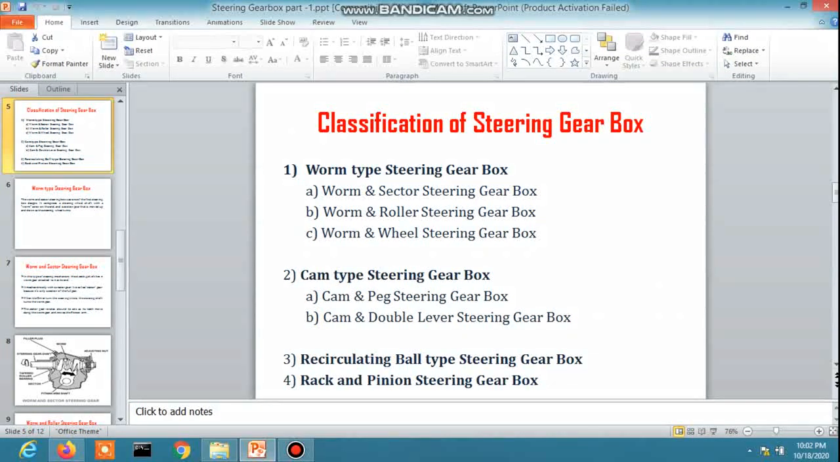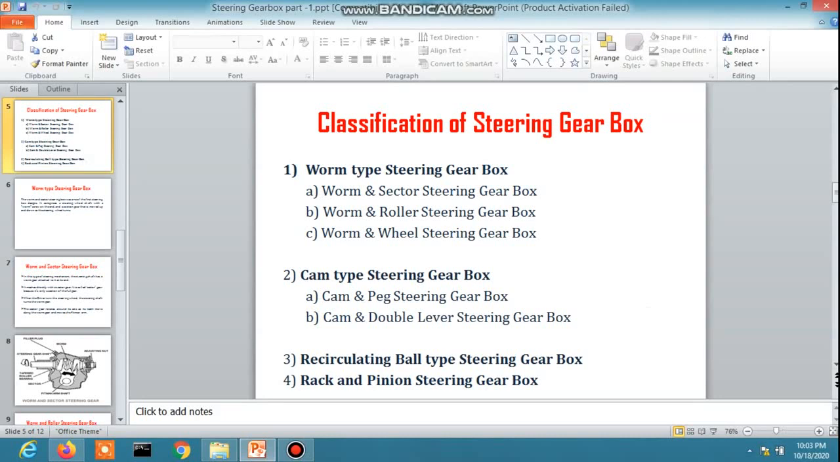Now, recirculating ball type steering gearbox. Recirculating ball type steering gearboxes are used in most of the heavy vehicles we see in today's automotive sector, like Tata heavy vehicles such as Tata 407, Tata 1210, Omni, Tempo, Max pickups, etc.